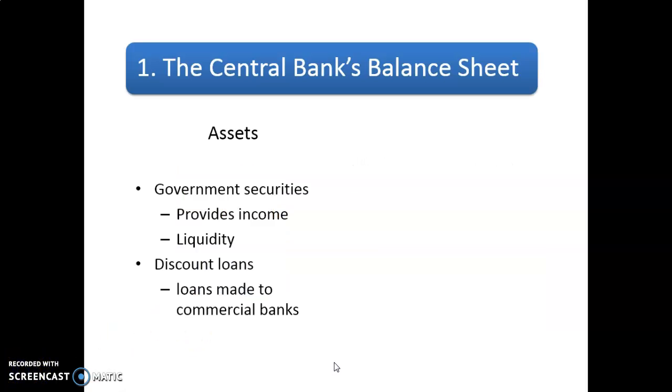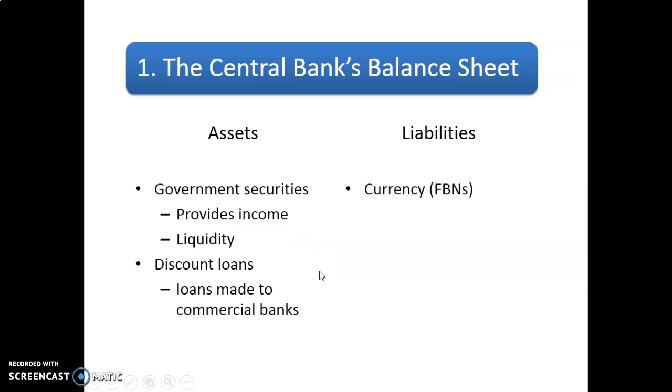Last week we studied central banks, and in the U.S. the central bank is the Federal Reserve. When we look at the balance sheet of a central bank, the asset side looks very similar to what any bank would look like. The assets consist of government securities and then loans, but these loans that the central bank makes are actually made to commercial banks. So this side of the balance sheet looks a lot like any bank's would.